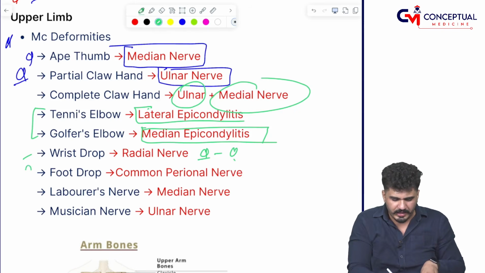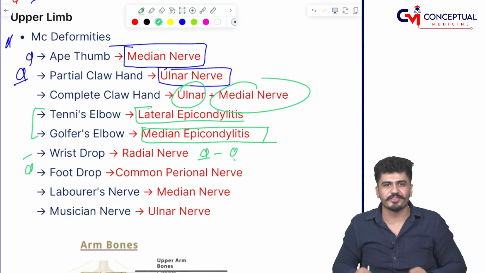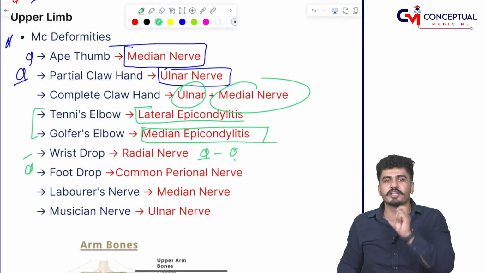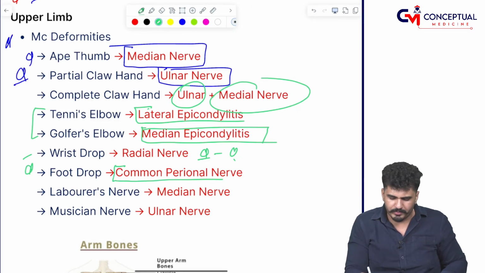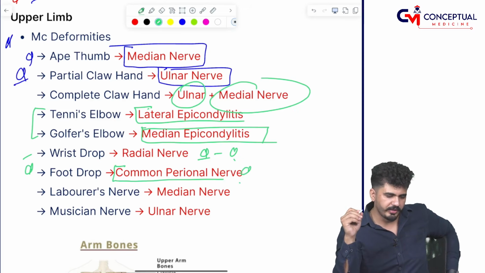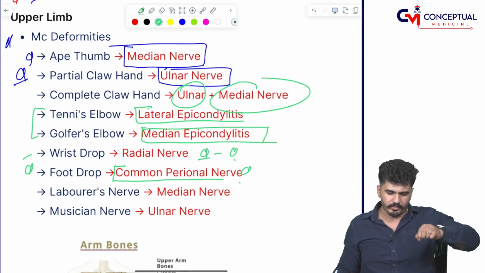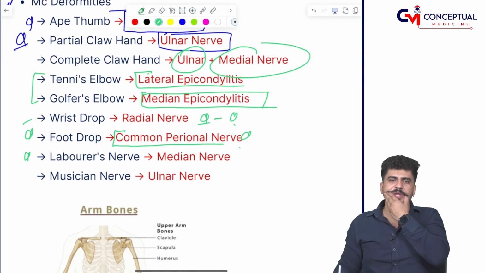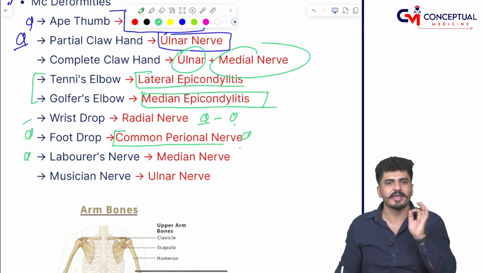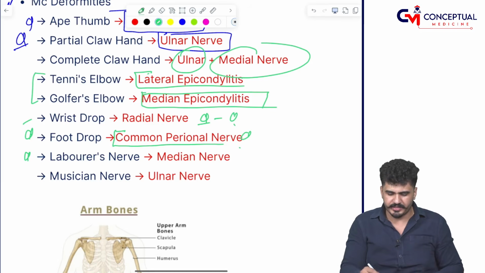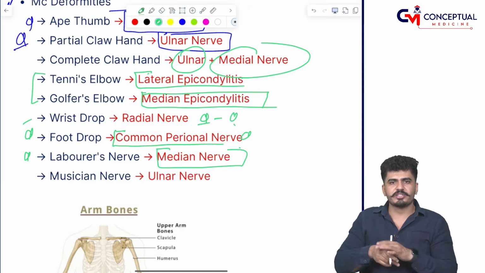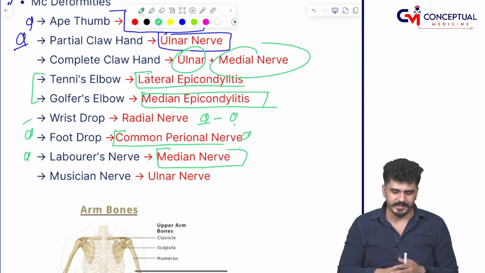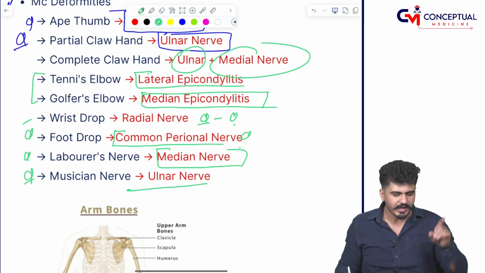Then coming to another one. After the wrist drop, we are going to go for the foot drop, my dear friends. The hand dropped, now the foot dropped, and the nerve responsible for that is your common peroneal nerve. Now one is the laborer's nerve. What do laborers do? They work hard. So remember, the laborer's nerve is your median nerve, and the musician's nerve, musicians mainly use this little finger and this finger to play the guitar, etc. So remember, the musician's nerve is the ulnar nerve.